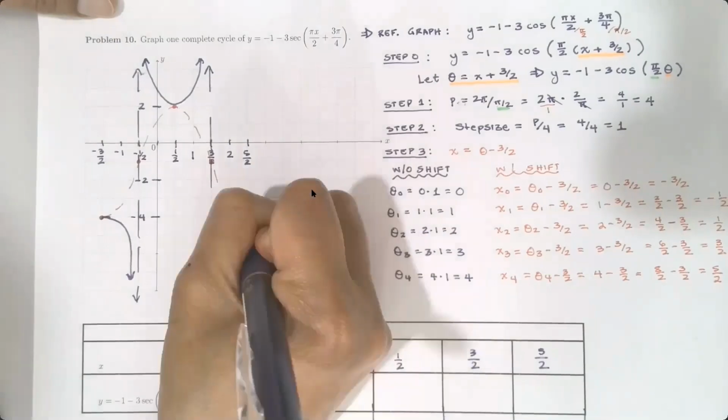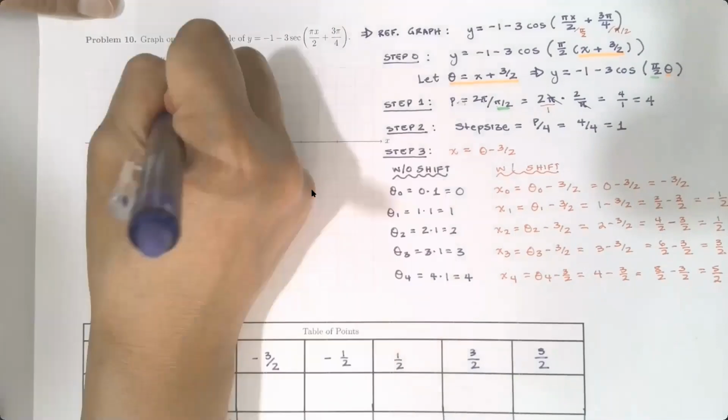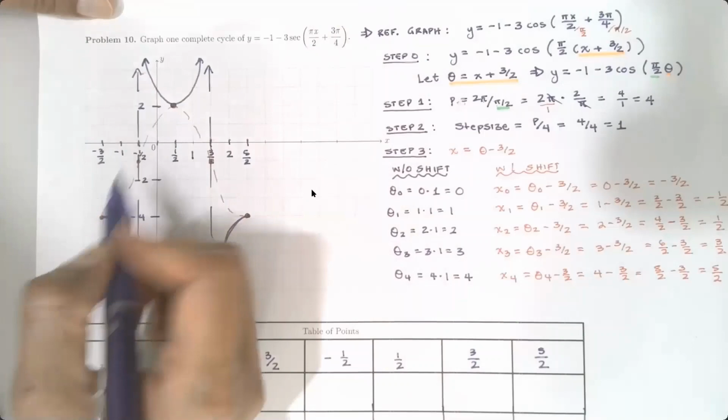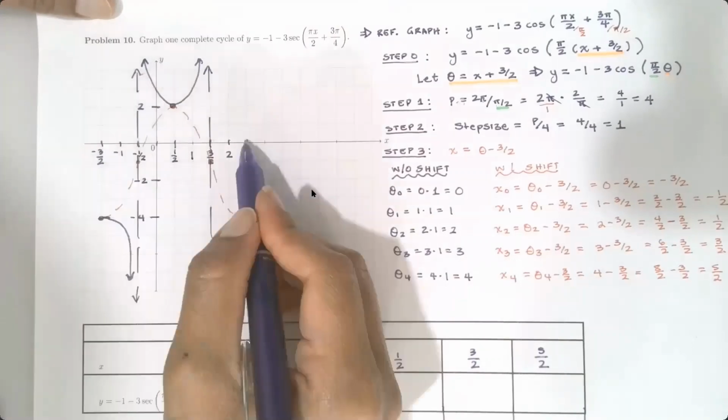And they are going to have vertices 1/2 comma 2, -3/2 comma -4, and 5/2 comma -4.